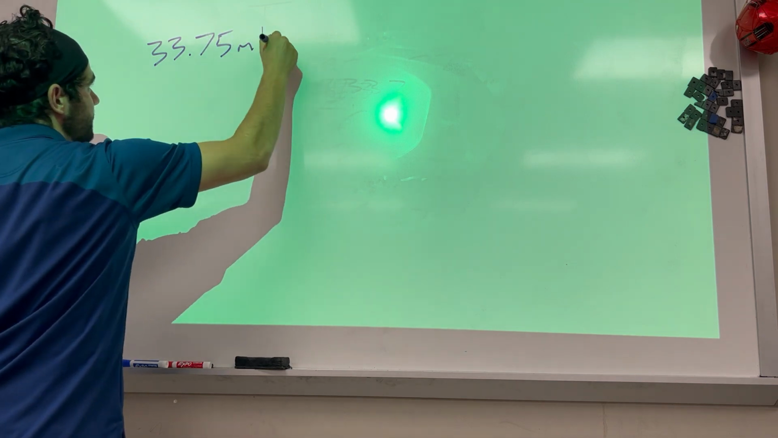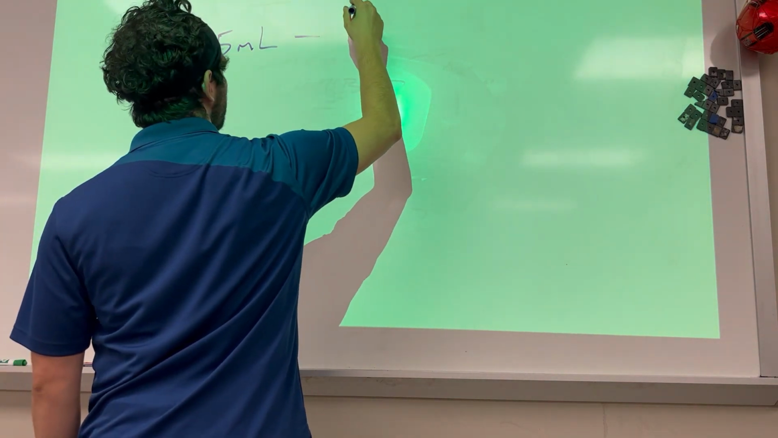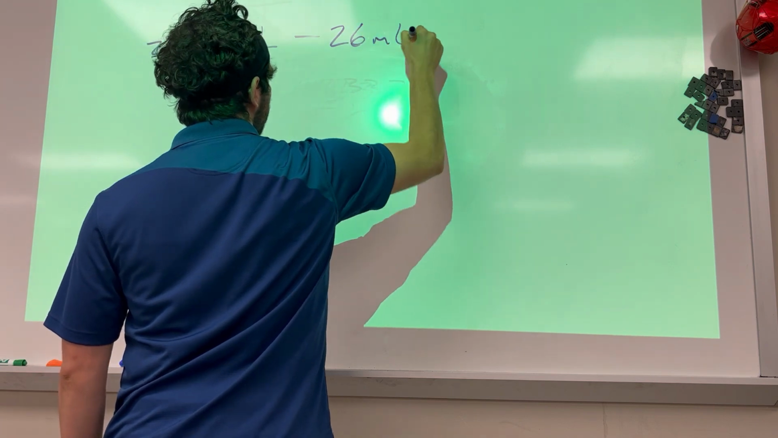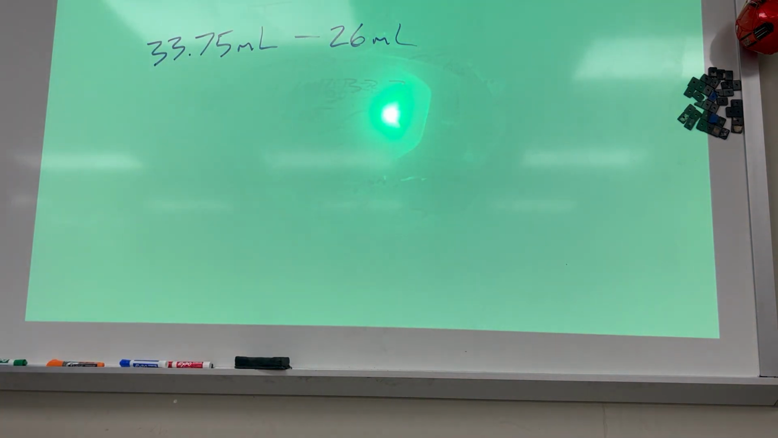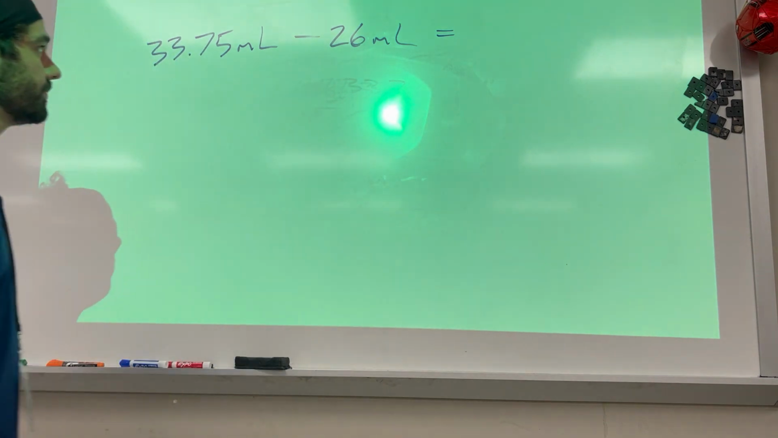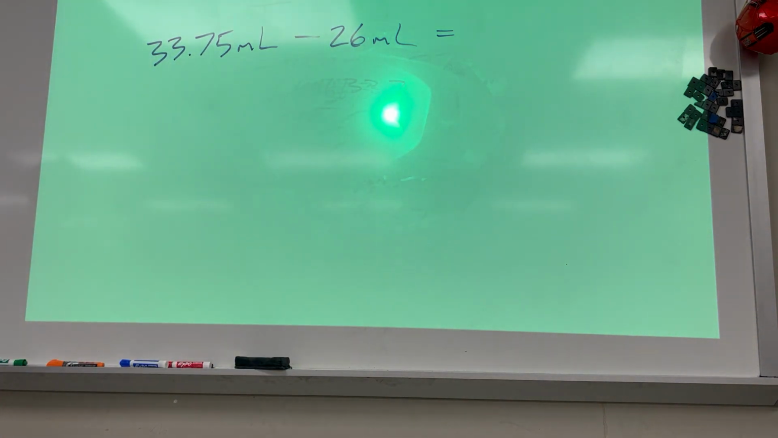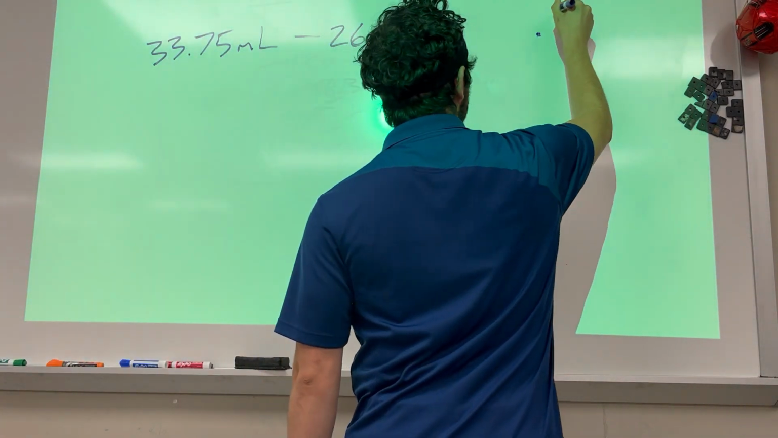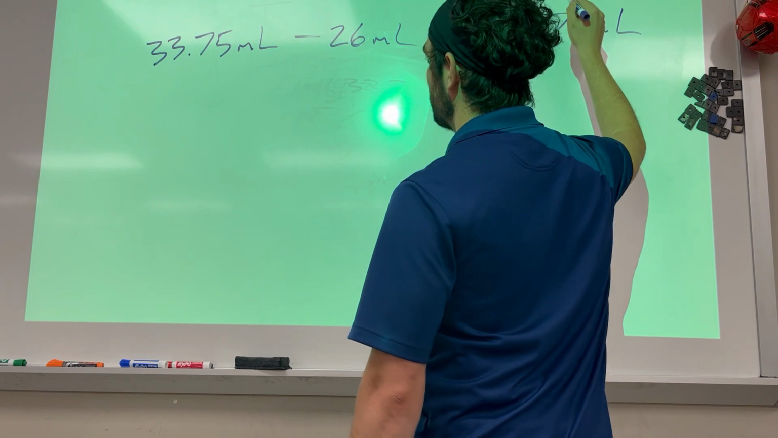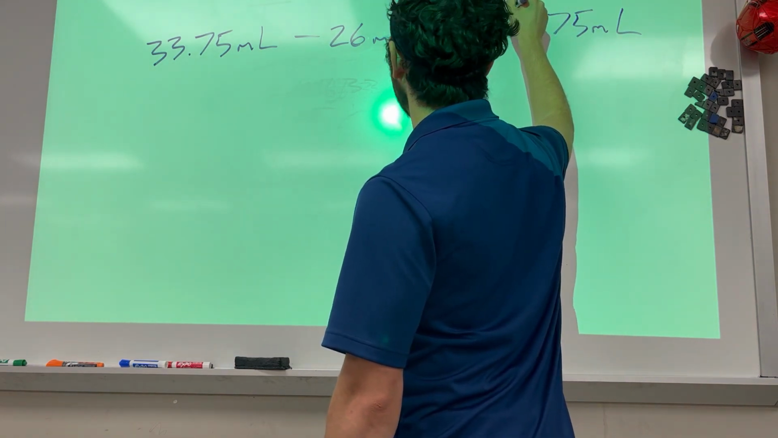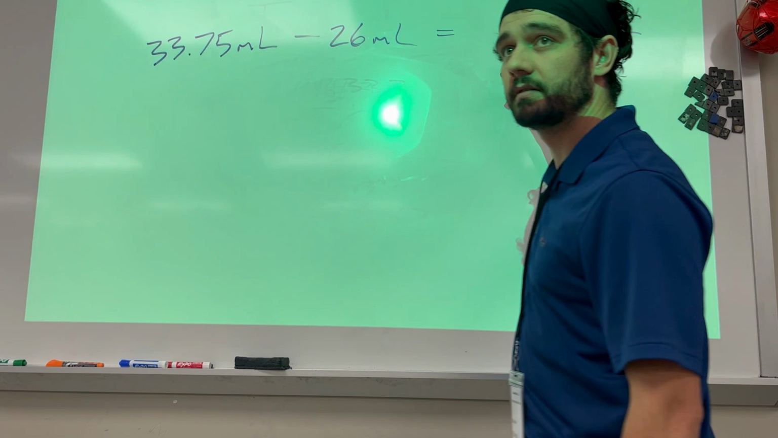33.75 milliliters minus 26 milliliters. My calculator tells me what? Would it be 10? You say 8. Is it that? Yes. Can I mental math? Yes.